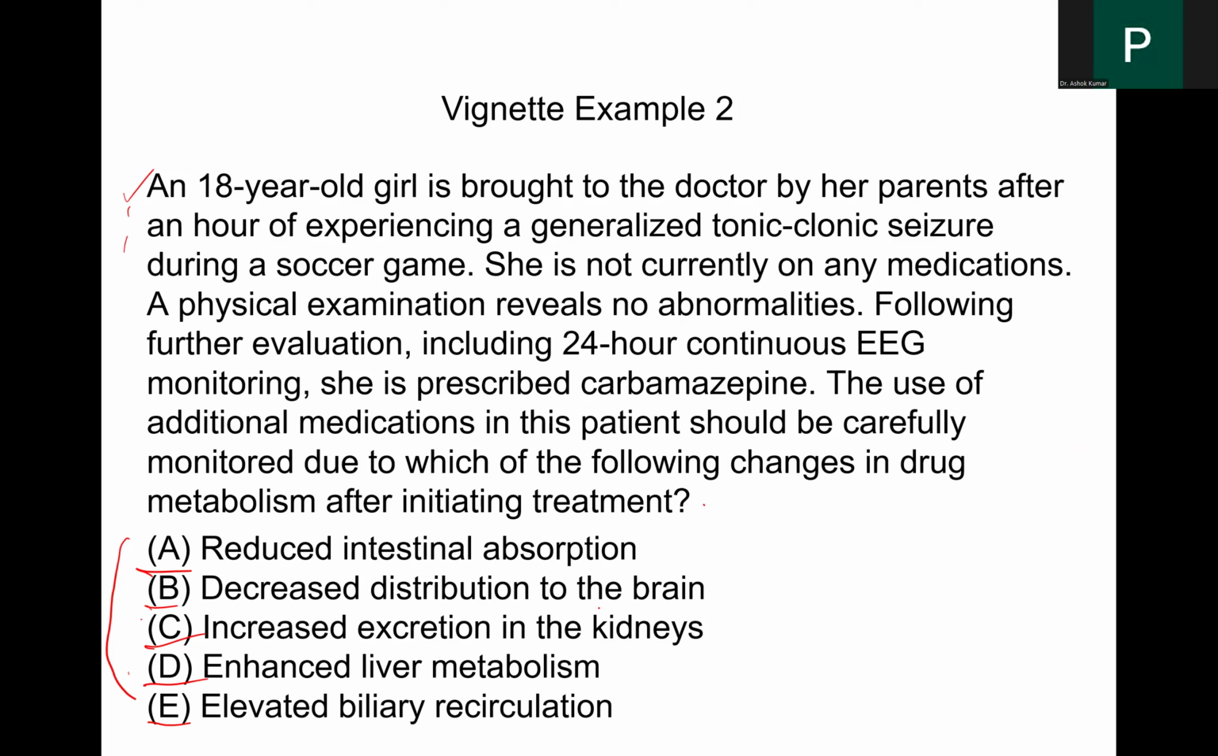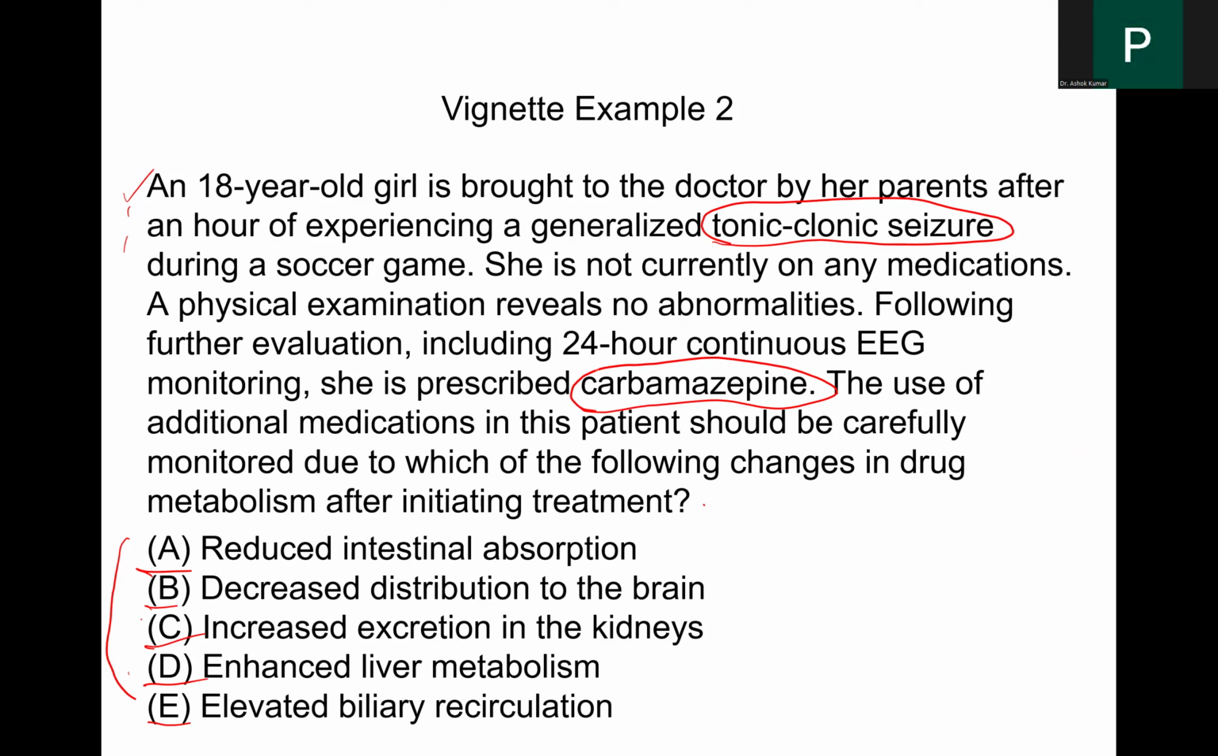An 18-year-old girl is brought to the doctor by her parents after an hour of experiencing generalized tonic-clonic seizures during a soccer game. She is not currently on any medications. A physical examination reveals no abnormalities. Following further evaluation, including 24-hour continuous EEG monitoring, she is prescribed carbamazepine, an anti-epileptic.